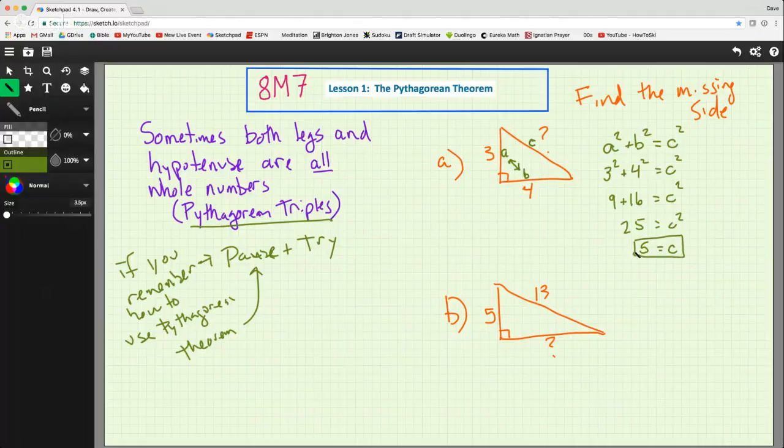Because 5 squared equals 25, right? So that would look like this: 25 equals 5 squared. That's the number that works. So C has to be 5.